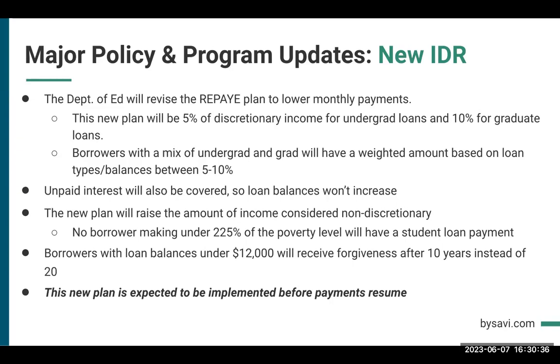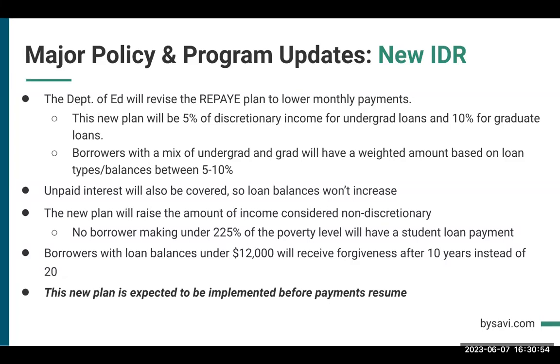And another big change, borrowers with loan balances under $12,000 will receive forgiveness after 10 years instead of 20 years. So this new plan has a lot of benefits, and many people are going to see their monthly payment lowered under this new repayment plan.